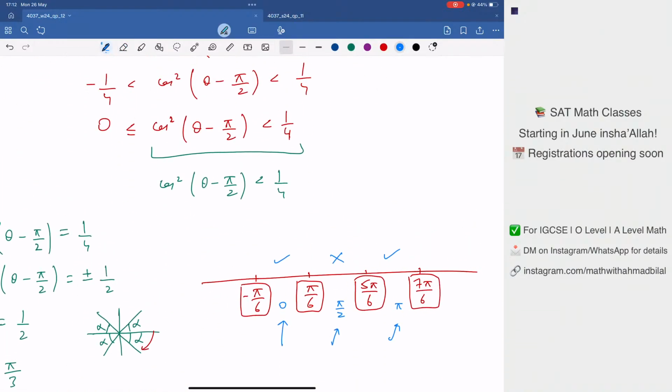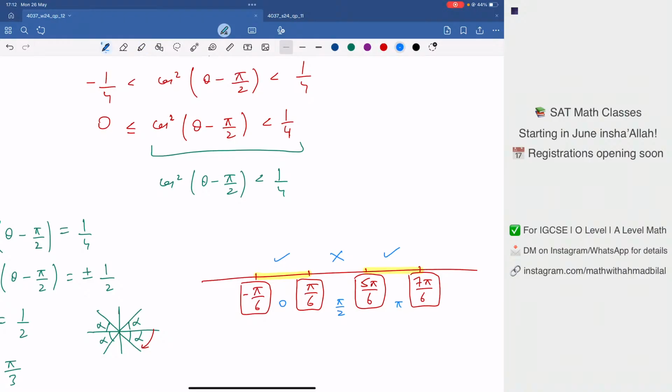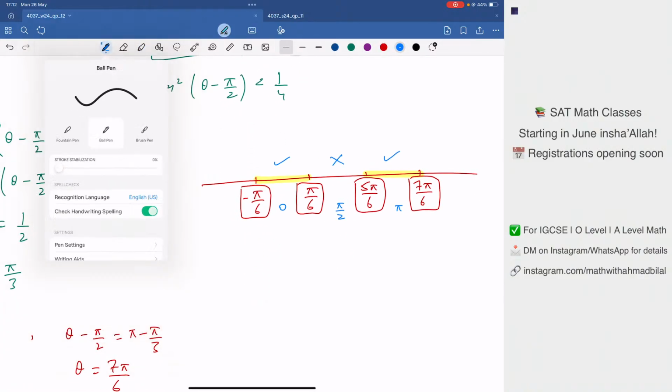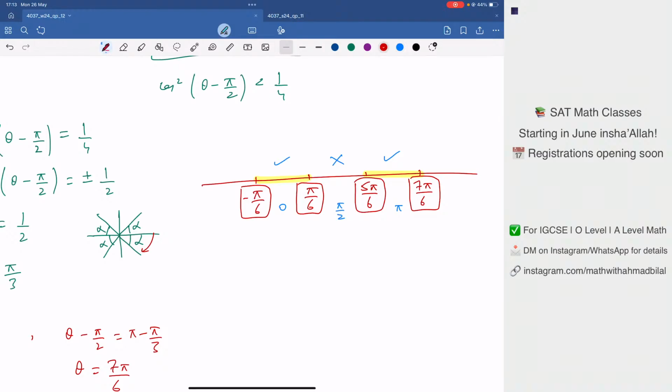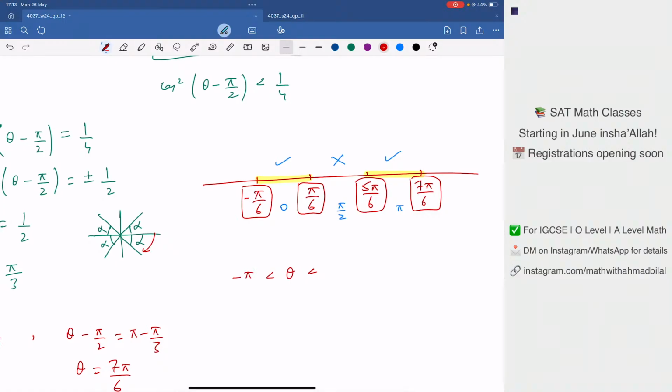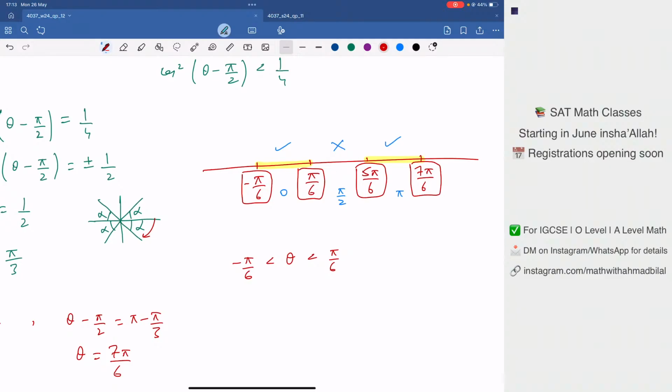Okay. All right. So now we have these regions satisfying the inequality, this region and this region. These are the regions that satisfy the inequality. All right. Now we could just write down the answers based on this. We could say theta has to be between these two numbers. That's one possibility, minus pi over 6 and plus pi over 6. And the other possibility is that theta is between these two numbers. That means it's between 5 pi over 6 and 7 pi over 6.